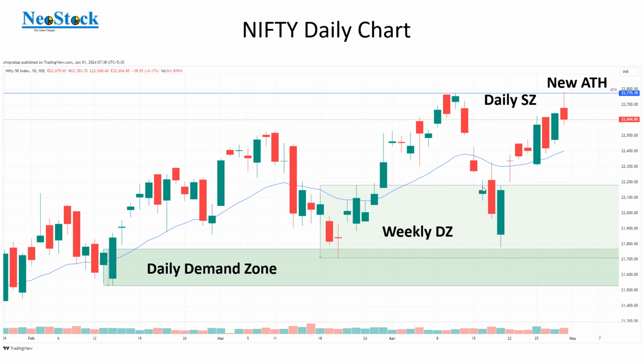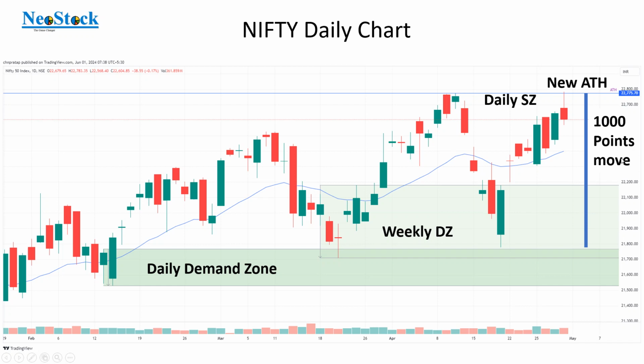How much move has it given from here to here? A 1,000 points move. This daily demand zone, which is responsible for the weekly demand zone, has given a move up to 1,000 points. Within how many trading days? Let us assume this is the first trading day where we took the trade, and the second, third, fourth, fifth, sixth, seventh, eighth. In 8 trading sessions, Nifty has given you 1,000 points.